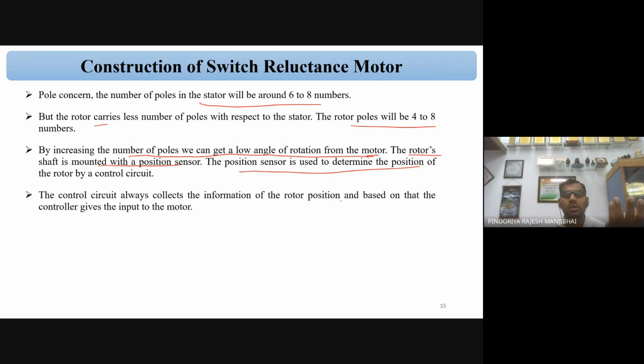We have to sense the rotor position, and for sensing the rotor position, we have to use a position sensor. The control circuit always collects the information of the rotor position, and based on that, the controller gives the input to the motor. So based on the rotor position, we have to operate the motor, maybe phase A, then phase B, then phase C. Okay.